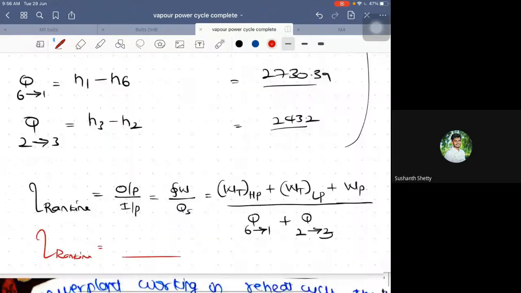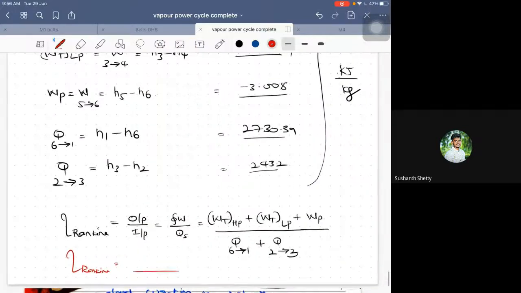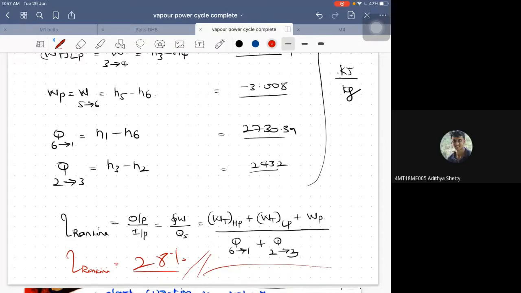Okay, 27.9. Superb value. The textbook answer is 28%. Is everyone getting the same value? Yes, sir. Okay, what about others? Same value. Okay.